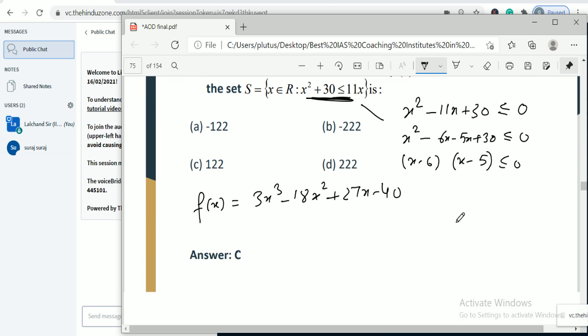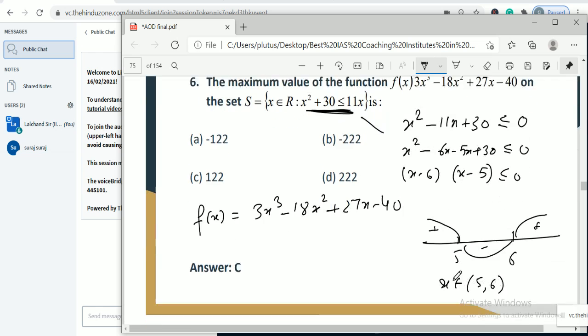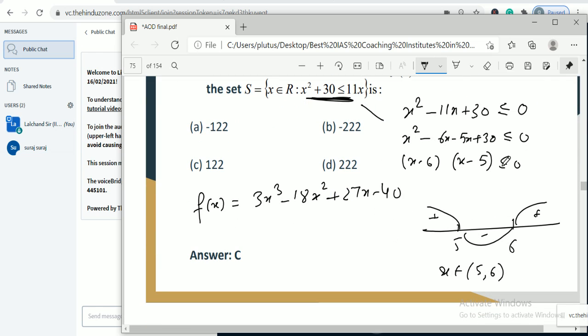The value of x will be from 5 to 6. This positive, this negative, and this positive. So x belongs to [5, 6]. We can take closed brackets because there is a sign of equality here. Now we need to find the critical points in this interval.